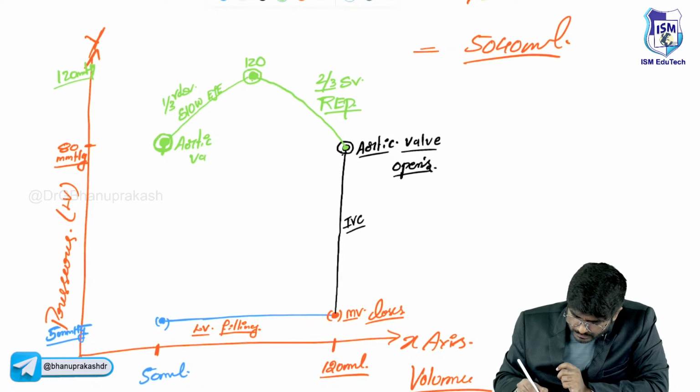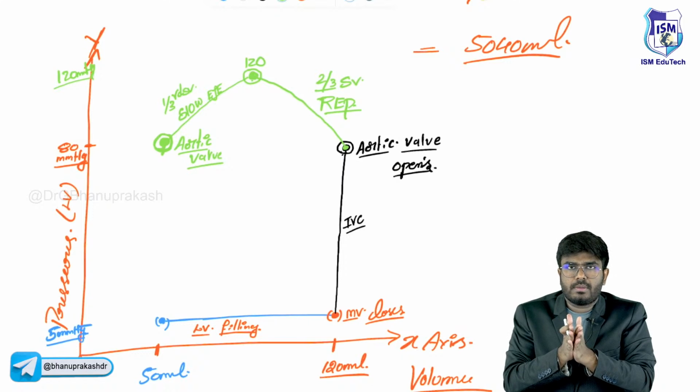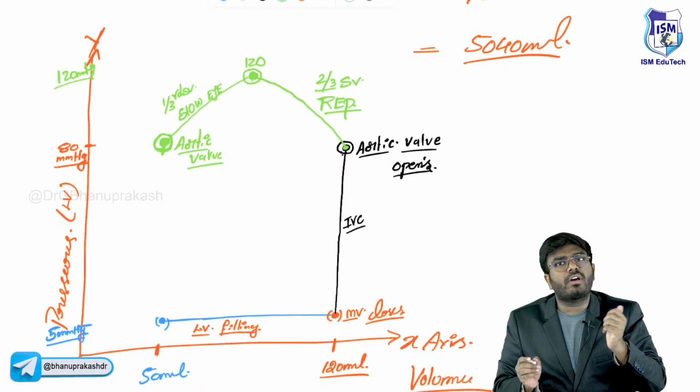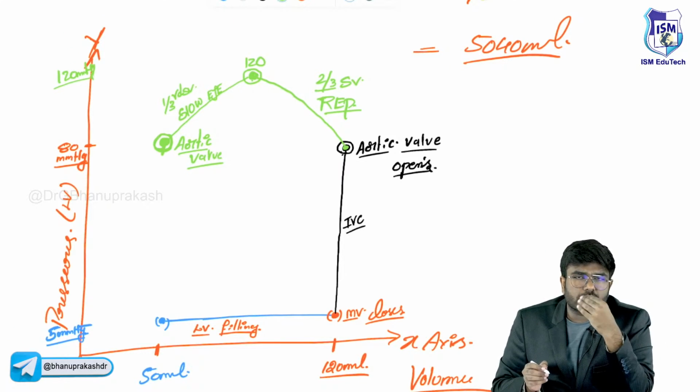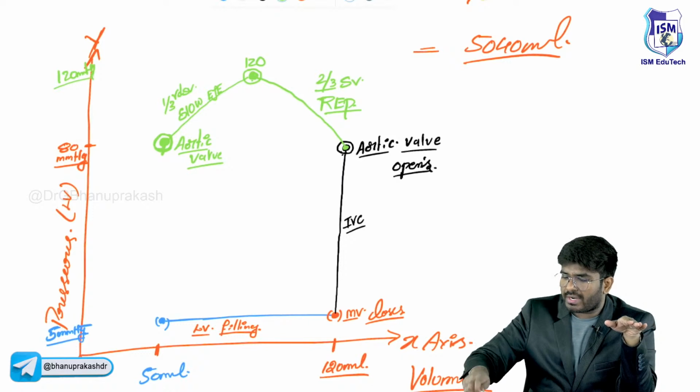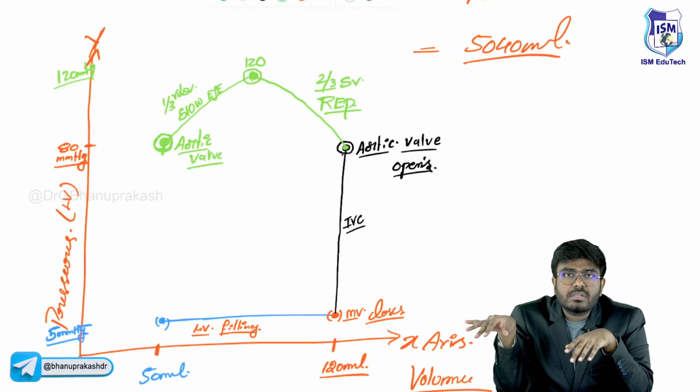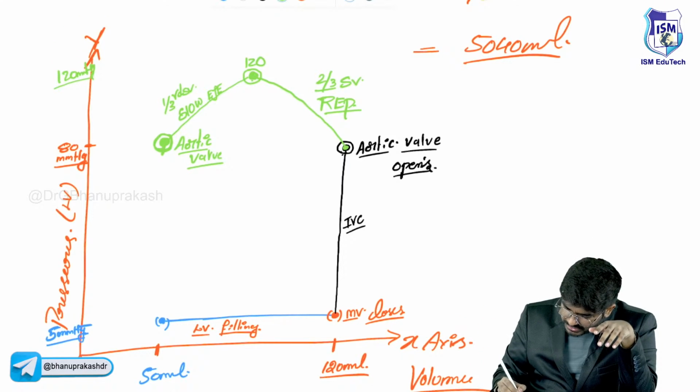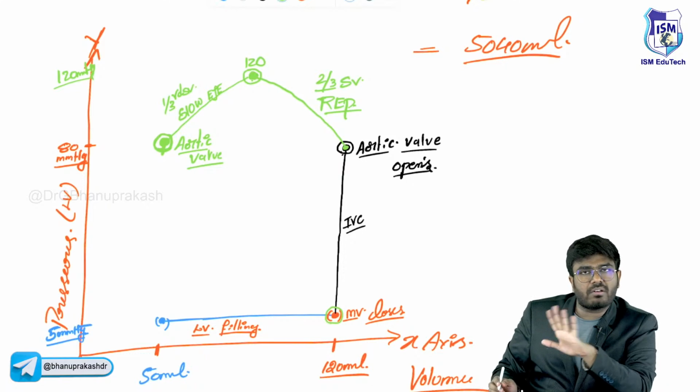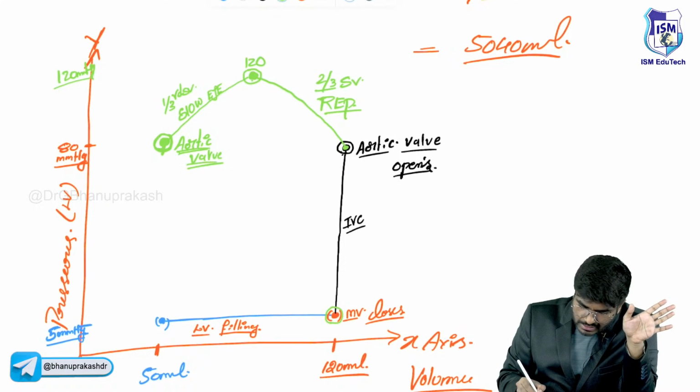Aortic valve closes, because the pressure in the left ventricle decreases. Now, once the aortic valve is closed, what is happening? The aortic valve is closed. Mitral valve was already closed here. They are all closed. Mitral valves are closed, and now aortic valves are also closed.